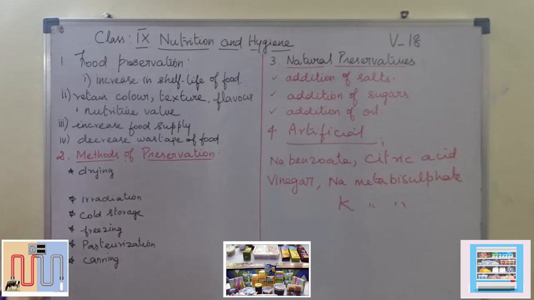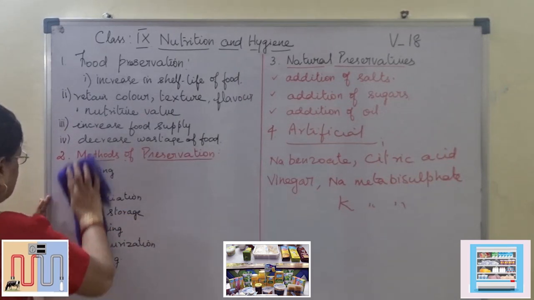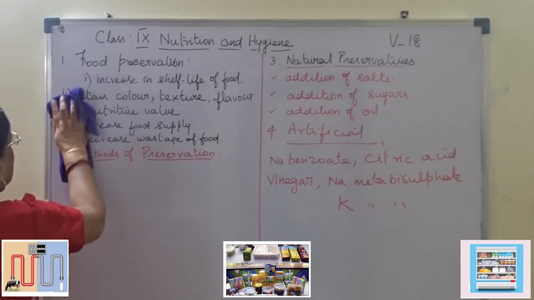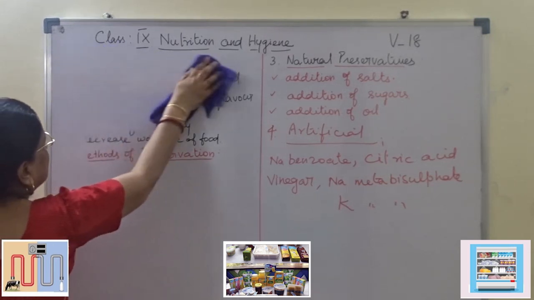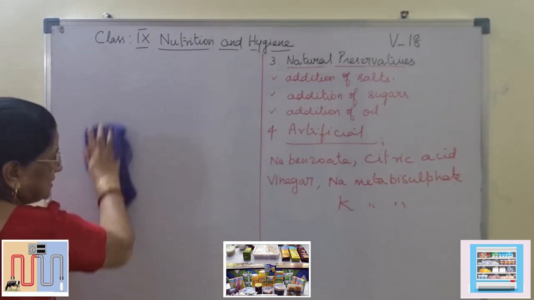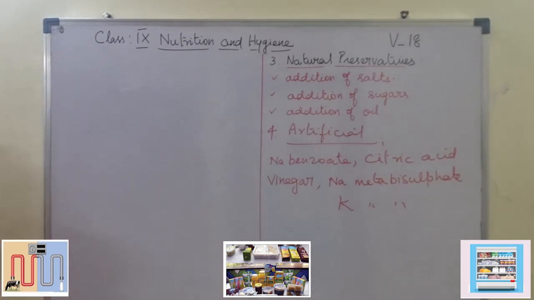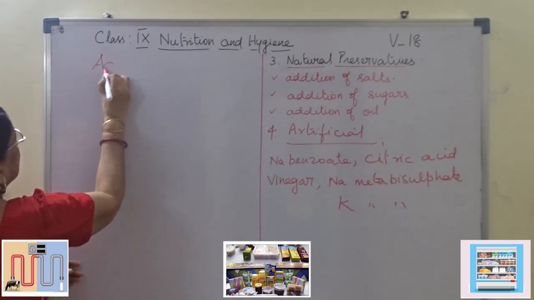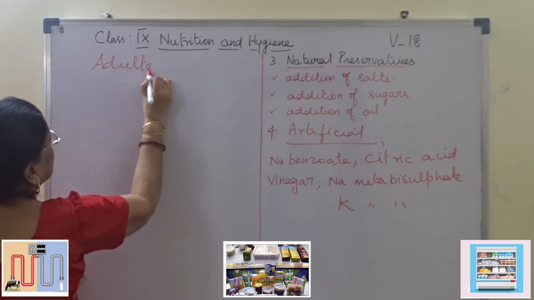Okay. The next one is about adulteration. Have you heard of adulteration? Anything which is not required for the concerned food. Next heading is adulteration.